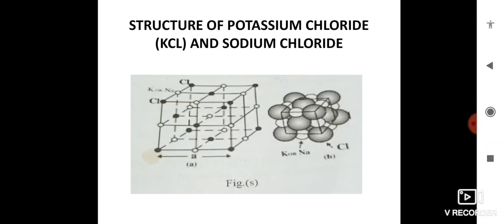Today I am going to discuss the structure of potassium chloride and sodium chloride. Let us assume the KCl or NaCl crystal structure is as shown in the figure. The circles represent potassium, that is K, or sodium ions, and the dots in this figure represent the chlorine ions. Here the two kinds form an interlocked FCC cube.